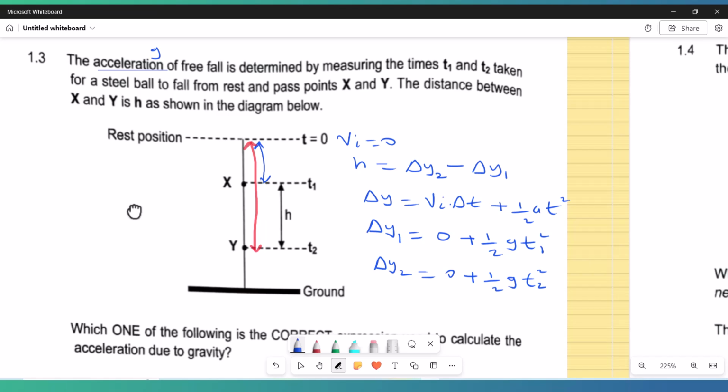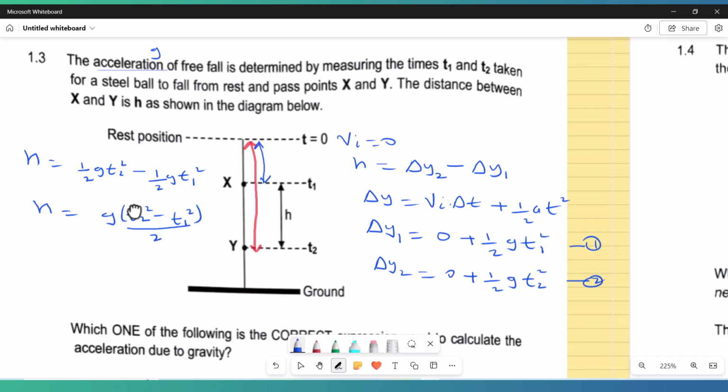I can say therefore my h equals equation 2 minus equation 1. So equation 2, I have a half g t2 squared, then minus equation 1, that's a half g t1 squared. So you see the common factor here is a half g. Because I'm looking for the acceleration g, I can say that h equals g, open brackets, t2 squared minus t1 squared, divided by 2.